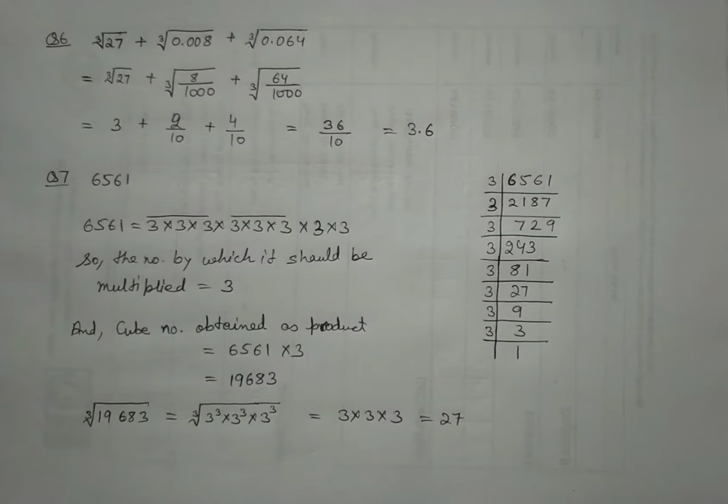Now the next question we are having is question number 9. The volume of the cubical box is 21,952 meter cube, and we have to find the side of the box. So the formula for the volume of cube is a cube, and that is equals to 21952.